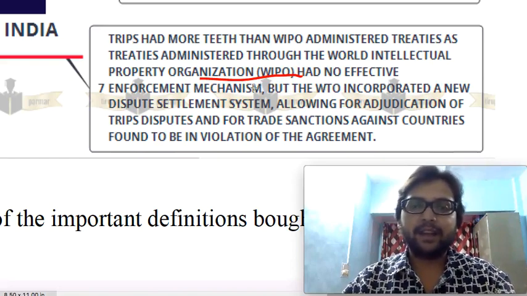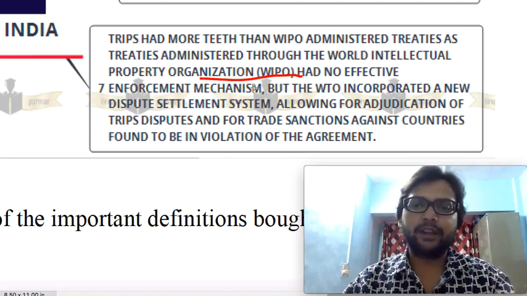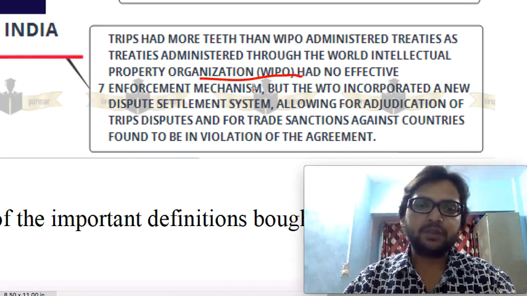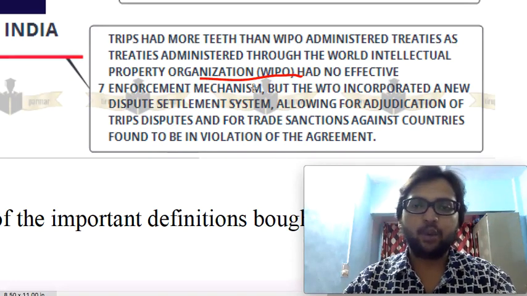The same way, right now we have the same condition with the United Nations as well. No one takes the United Nations seriously. The same way, at that time no one used to take WIPO seriously. And to make some strict mechanism, international bodies came up with a solution or an idea which is named the WTO. Remember this point.